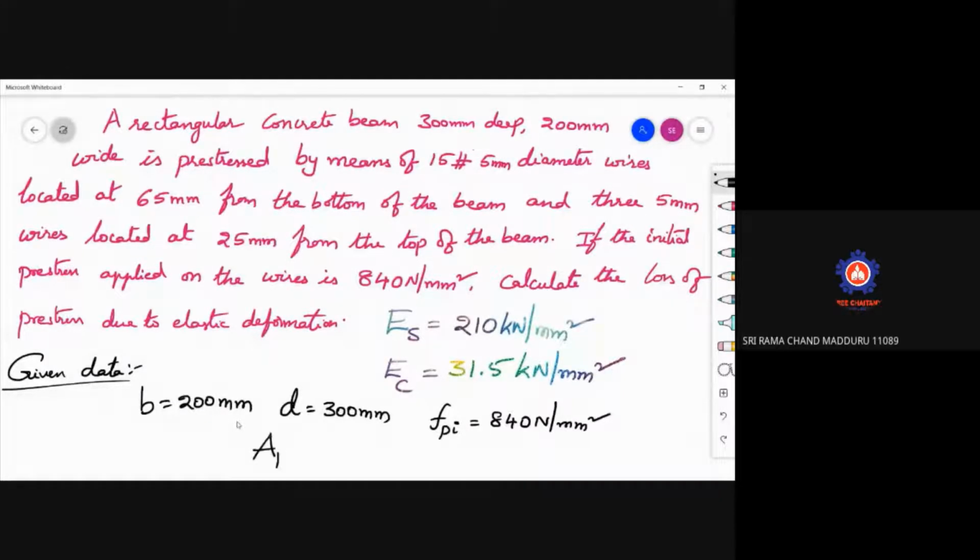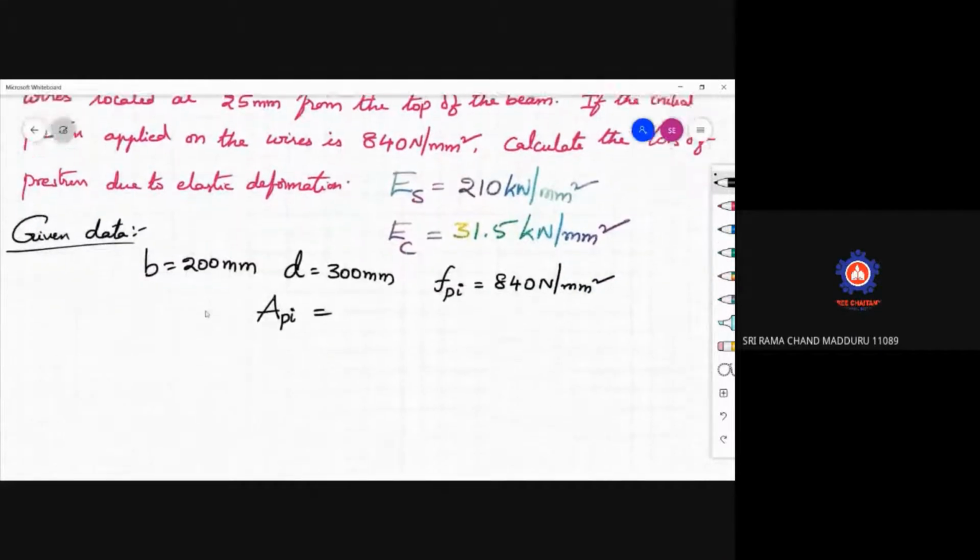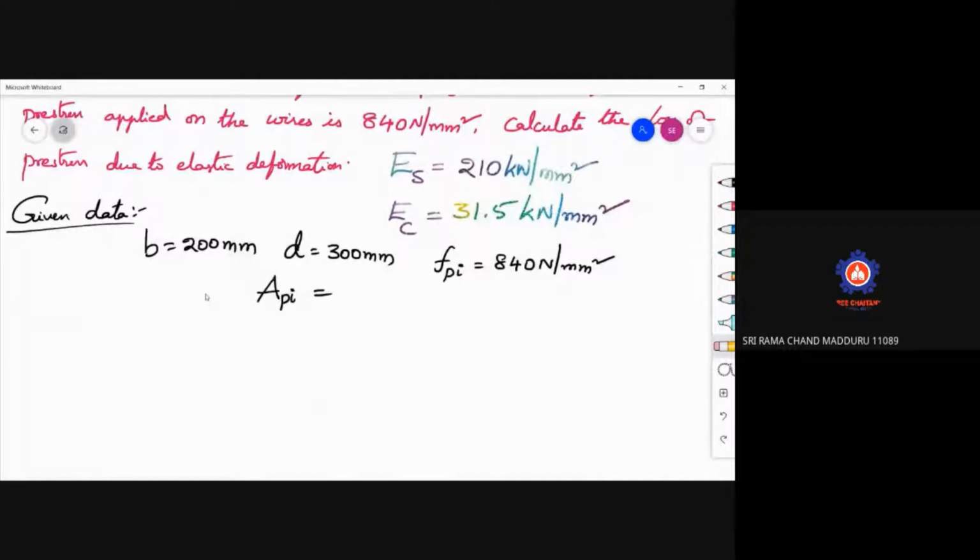Area of pre-stressing steel, Ap. It need not be Api, you have to write Ap. Area of pre-stressing steel. So in this, just see this. How many total number of wires are there? See the cross section of the beam. When you observe the cross section of the beam, so this is your beam. In this, the neutral axis is there. This is 200. This is 300.